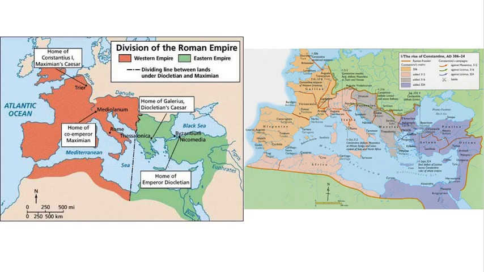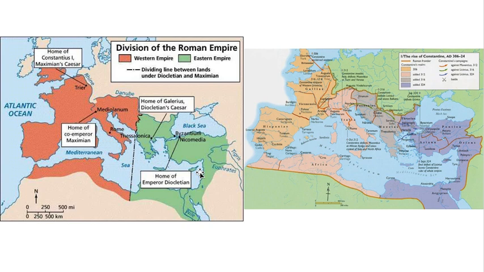If you look here, you can see a map kind of showing two different things. One shows the division of the Roman Empire under Diocletian. Here you see the western part controlled by Maximian, and the eastern part controlled by Diocletian. Diocletian's capital city was Nicomedia, which is going to be very close to a place that his successor, Constantine, is going to set up his capital city that we'll call Constantinople.